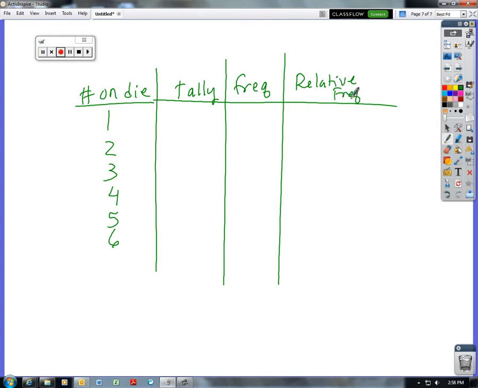So according to this, I kind of have to look at the table to figure out. But it looks like there was 1, 1. And then there was a 2. There were 3, or no, there were 2 3s, so you would do 2 ticks. There were 2 4s. There was 1 5. And there were 4 6s.